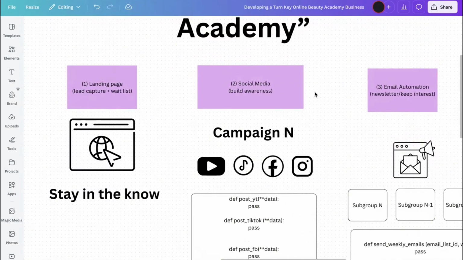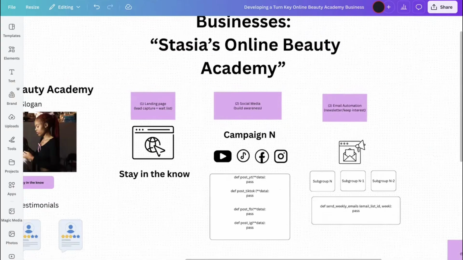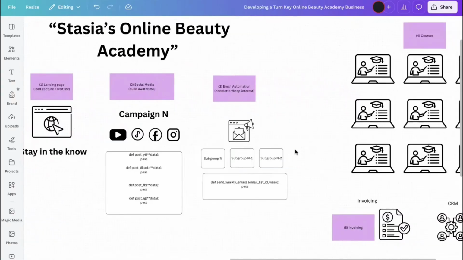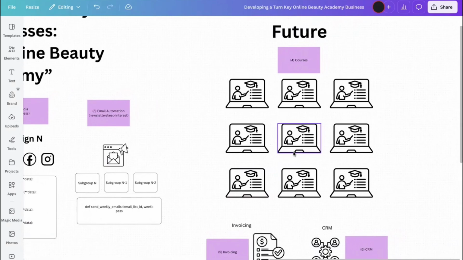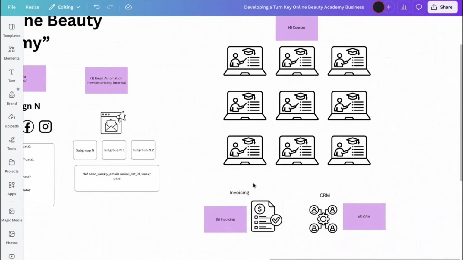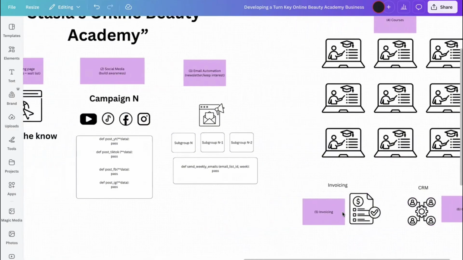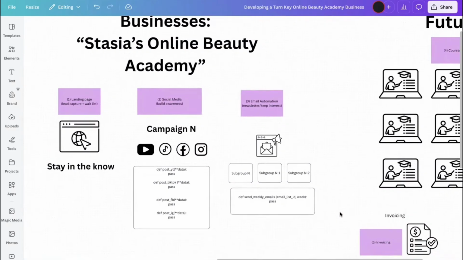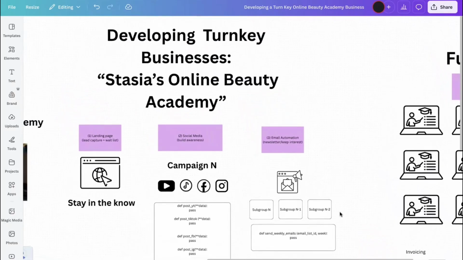So the first thing that I did was map out these three core things that the client said they need. And they said that in the future, they would like to be able to offer courses, handle invoicing, and CRM. So these are the high-level business systems that we need for this project.